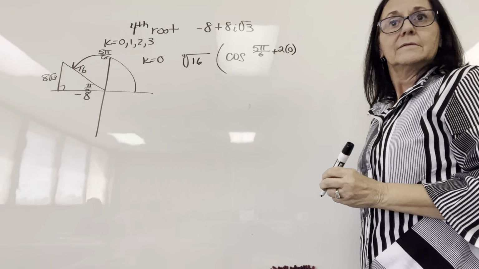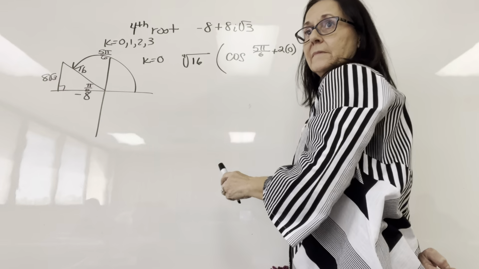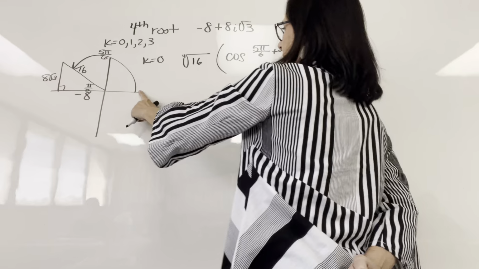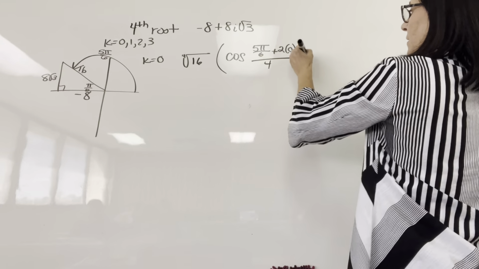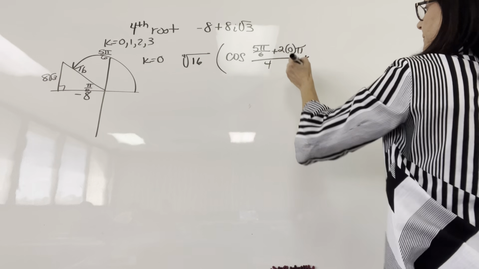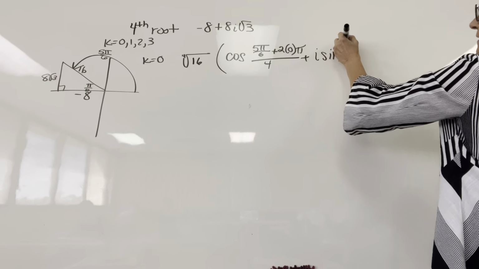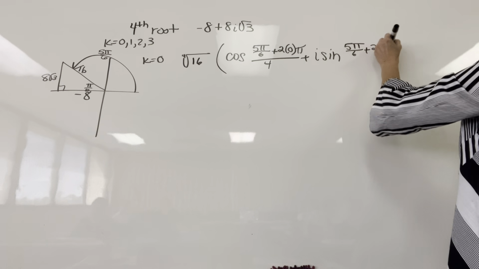How do you know that? Because I'm starting with k is 0. I have 4 of them. You see what I'm doing? I'm doing the k equals 0, all over 4, plus, I forgot to write my pi, plus i sine of 5 pi over 6 plus 2 times 0 times pi.